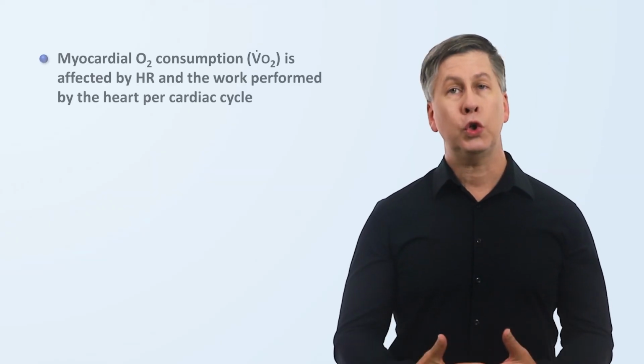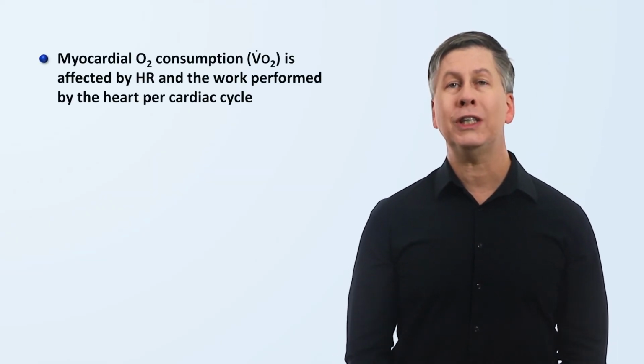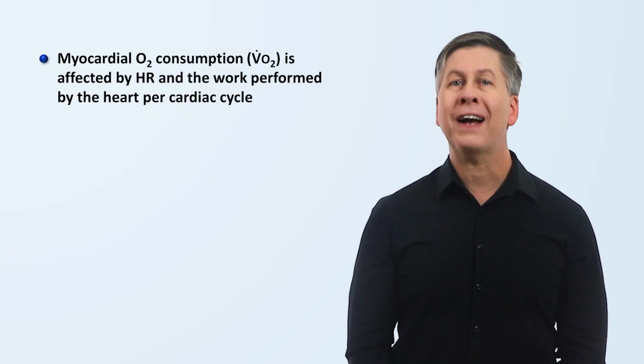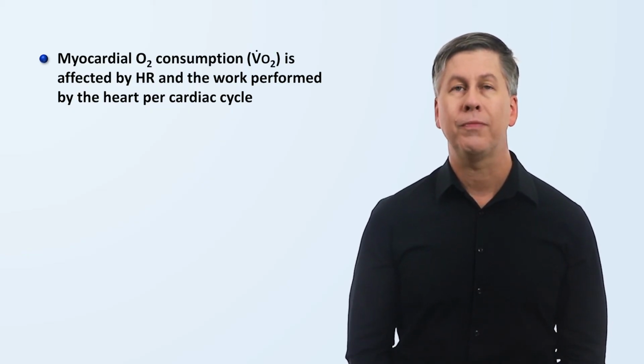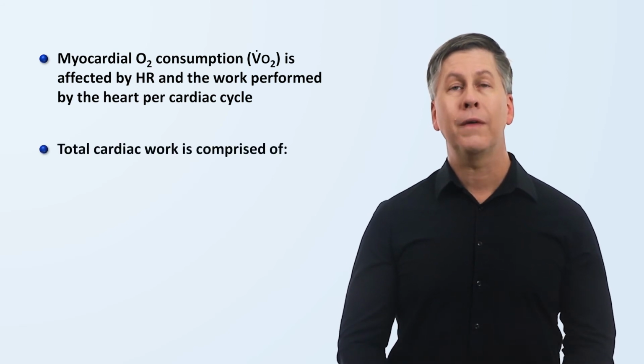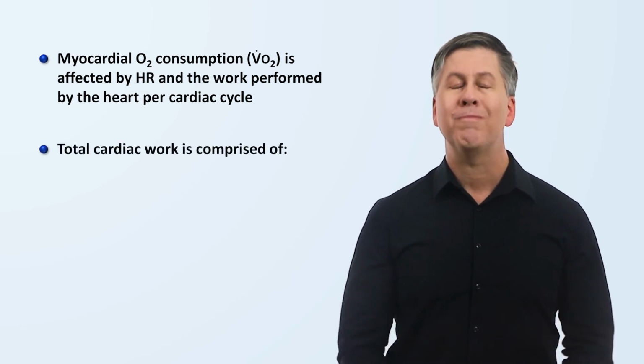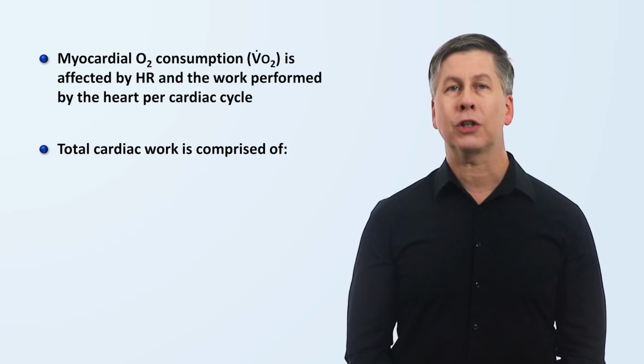The last section of this video will cover the closely related topics of myocardial work and myocardial oxygen consumption. O2 consumption, abbreviated in physiology as V.O2, is affected by the heart rate and the work performed by the heart per cardiac cycle. The total cardiac work is comprised of 2 things, neither of which is easy to directly measure.